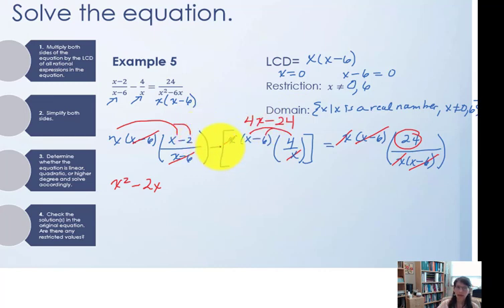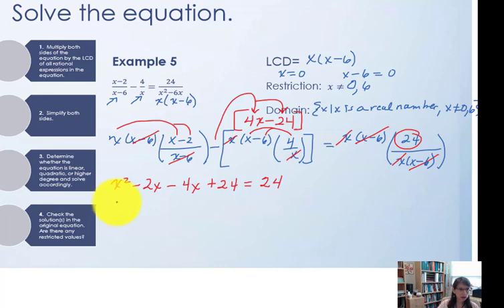But remember, we have this negative outside of the bracket, so we need to distribute the negative now to each term that still remains in that bracket. Negative times 4x would be minus 4x. Negative times negative 24 would be plus 24. And on the right side, everything eliminated except 24. So our equation is equal to 24.